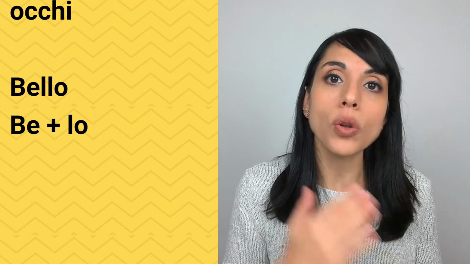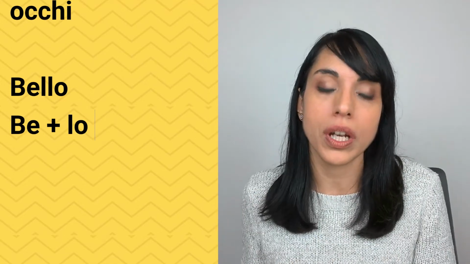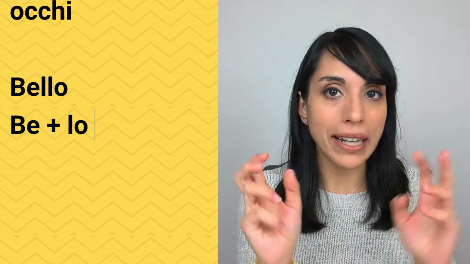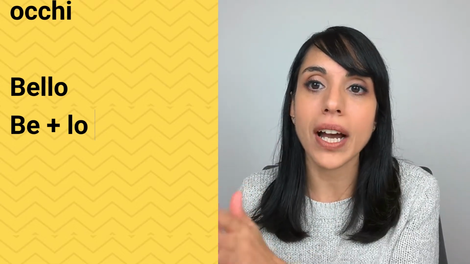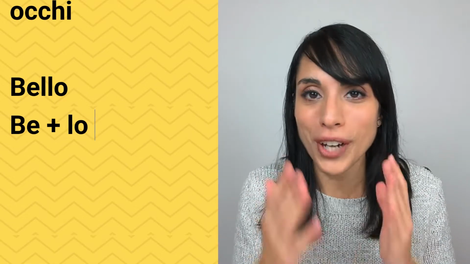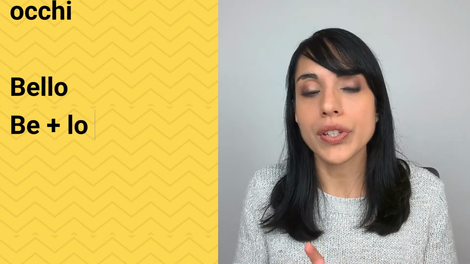Articles in Italian always change depending on what? On the next word. So you will change the ending of bello, the second part of bello, the article part, depending on the word that comes after. So you need to know your articles, to review your articles to do this. Let me show you these with more examples.